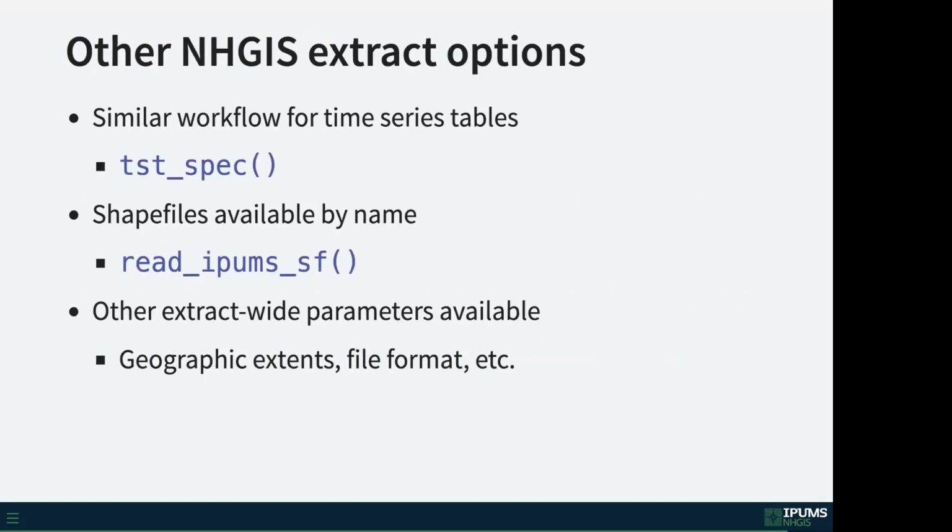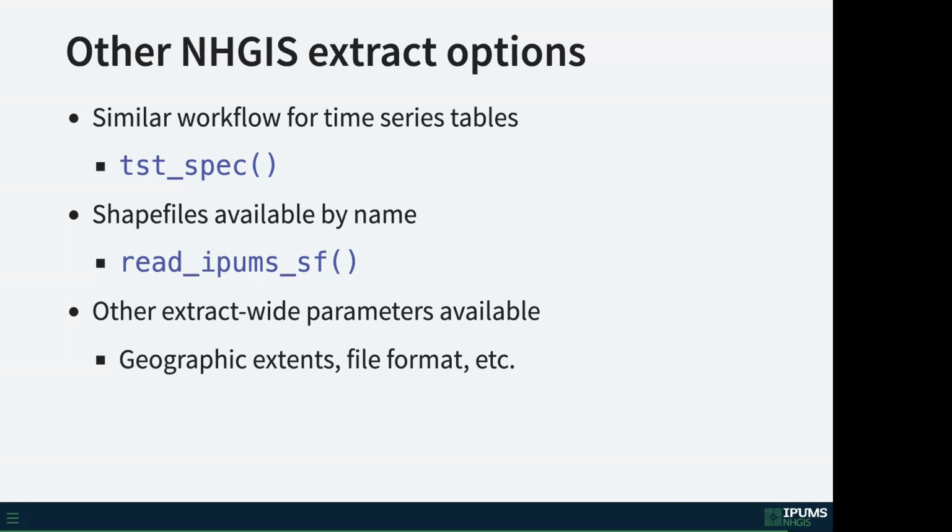And finally, I just want to highlight a few other options that I haven't touched on in our example, but are important to point out. So obviously, you can request time series tables and shapefiles if you like. There's some slight differences. With time series tables, you'll use this TST spec helper function instead of the DS spec helper function. That's really just because there's slightly different options available for time series tables as opposed to data sets. So we need something slightly different, but it functions in largely the same way. And shapefiles don't have additional specifications available to them. So you can just request them by their name, which you can find in the metadata.